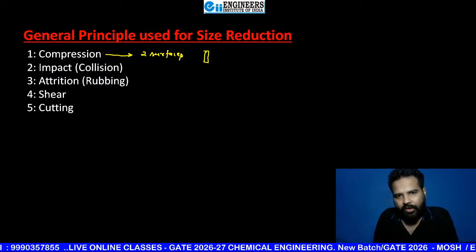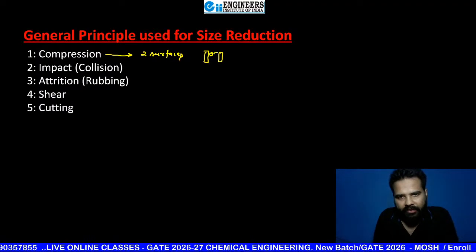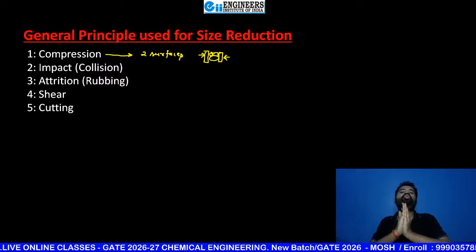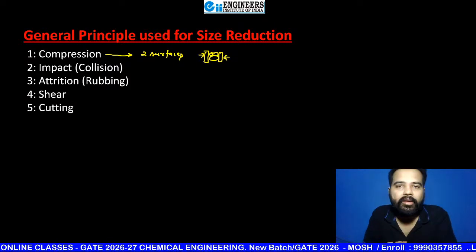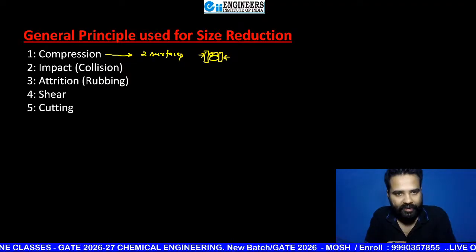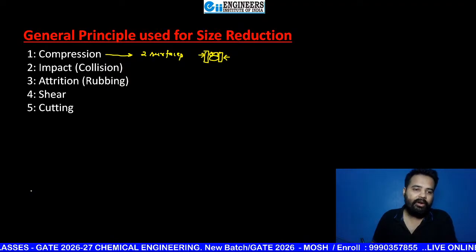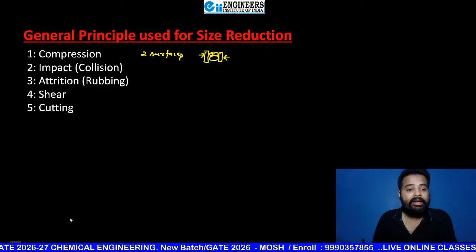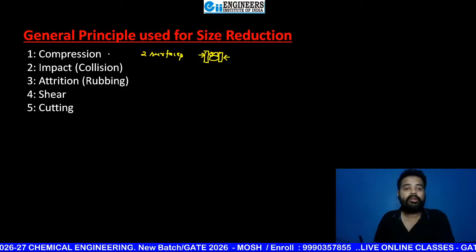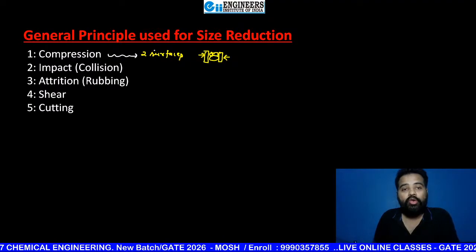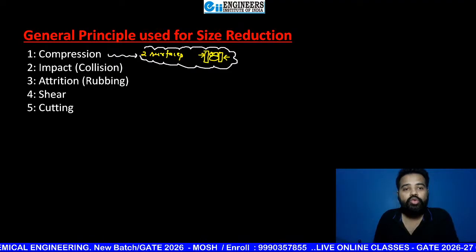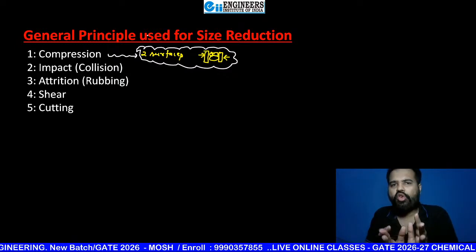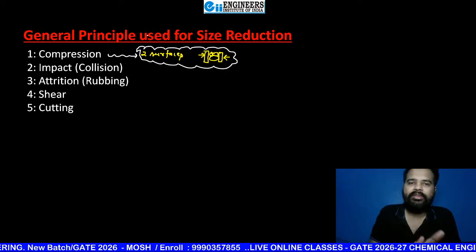Like here one surface, here a second surface, and between them some solid is there. You are going to compress it. By compression, you can reduce the size of a particle. So whenever you see that in any given equipment you are going to compress something, then you can say this equipment works on the principle of compression.